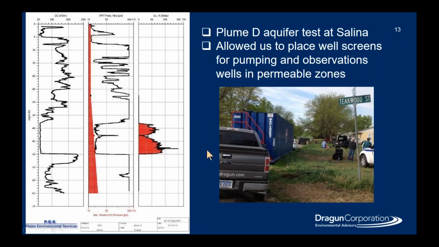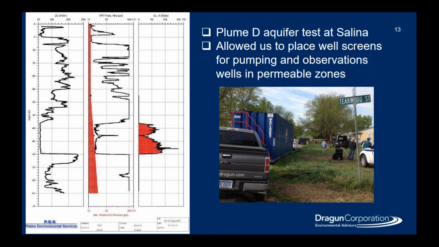So this is an example of a hydraulic profiling tool log, an HPT log, that we did prior to conducting an aquifer test at a project of ours in Salina, Kansas. This is an area with a very mixed geology of sand and clay, and so we're never sure exactly where we're going to find the permeable zones, and we wanted to make sure that we had a good permeable zone to be able to conduct an aquifer test.